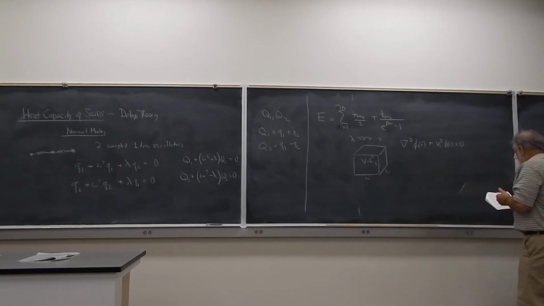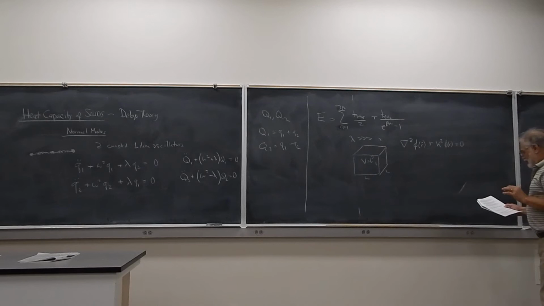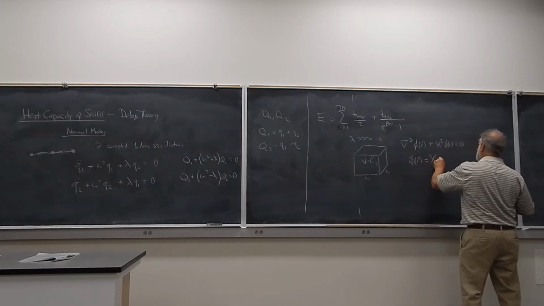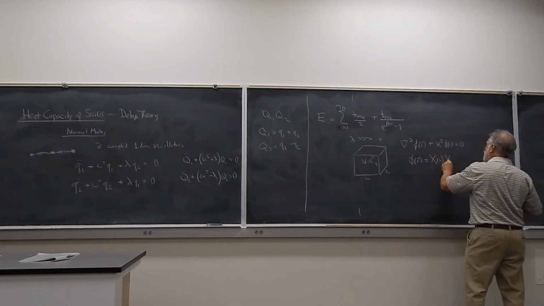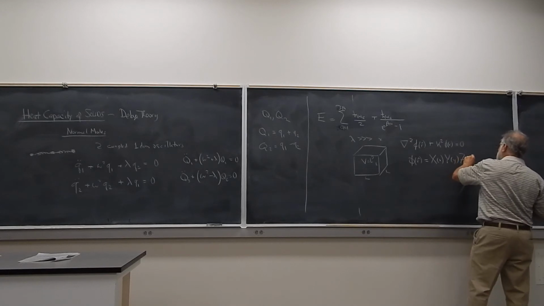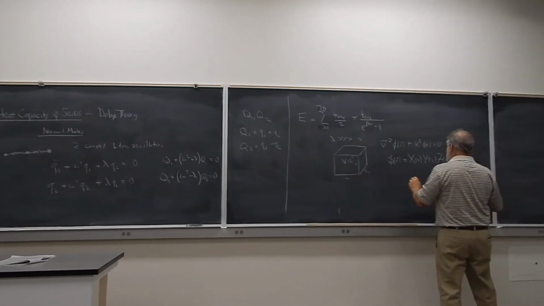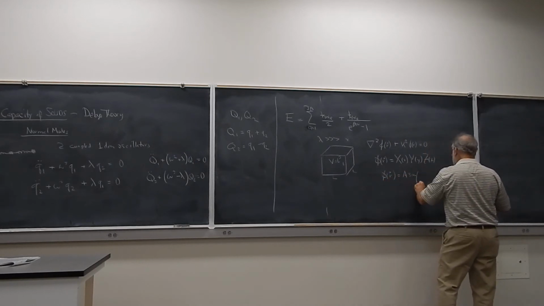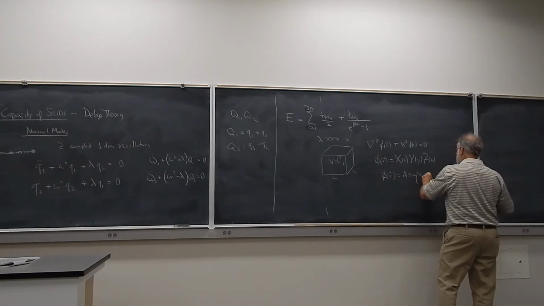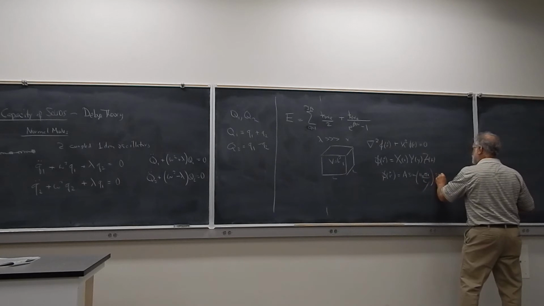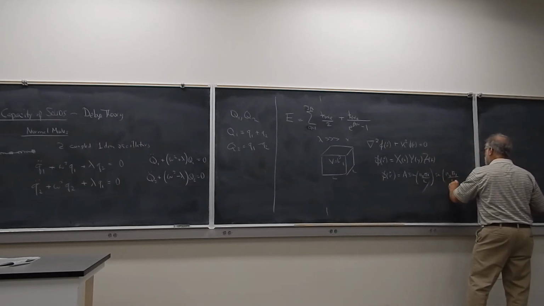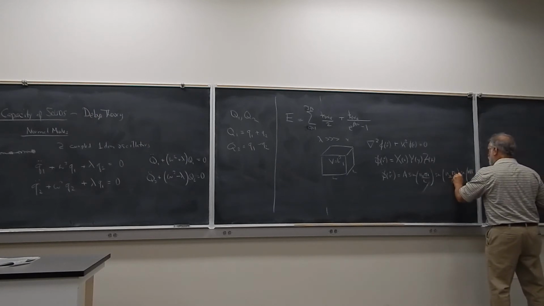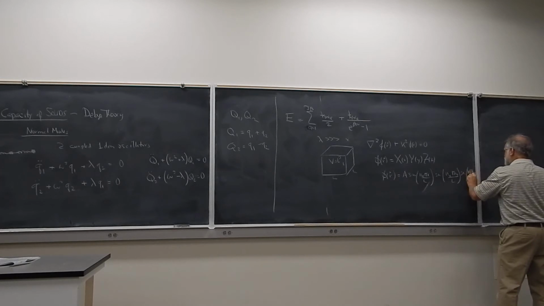The general solution to this equation can be arrived at by applying separation of variables, so I can write my solution phi of r as a product of X of x, Y of y, and Z of z in 3 dimensions, such that phi of r is equal to A sine nx pi x over L, sine ny pi y over L, sine nz pi z over L.